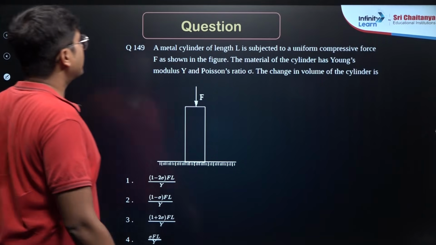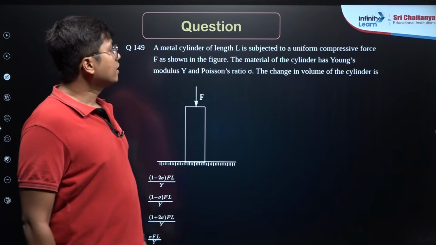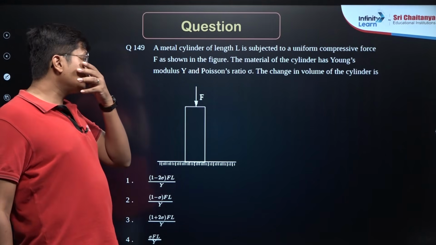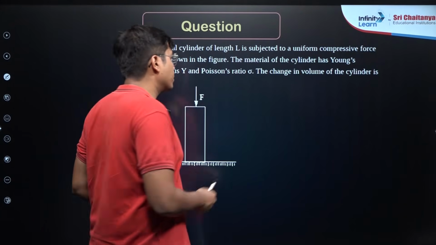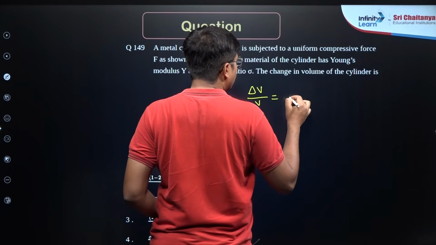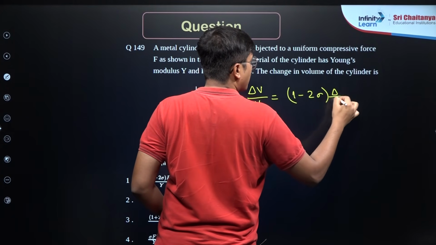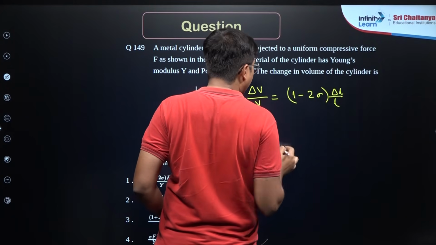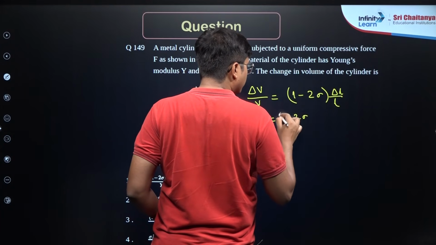This says a metal cylinder of length L is subjected to a uniform compressive force as shown in the figure. The material of the cylinder has Young's modulus Y and Poisson's ratio sigma. Change in volume of the cylinder is how much? We know the fractional change in volume with fractional change in length is 1 minus 2 sigma delta L by L.